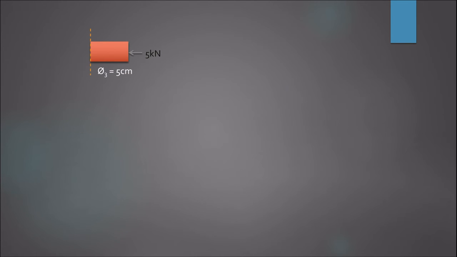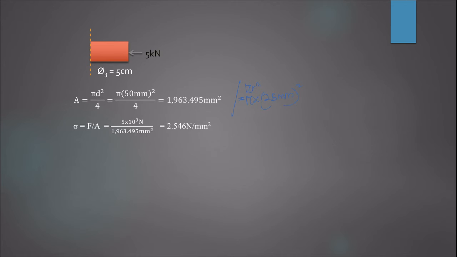Okay, you can see there is a 5 kN force at the very front and the diameter is 5 cm. So just simply calculate its area. Use the area of a circle because the diameter is given. Pi d square over 4, or you can use pi r square. Don't forget if you use pi r square, it means pi times the radius, which is 25 squared, divided by 2 power of 2. So that is if you use the radius.